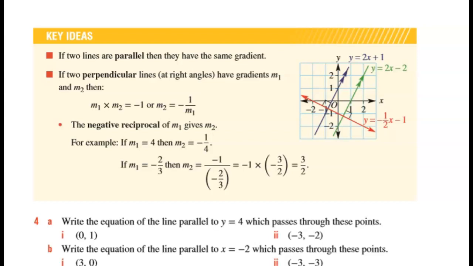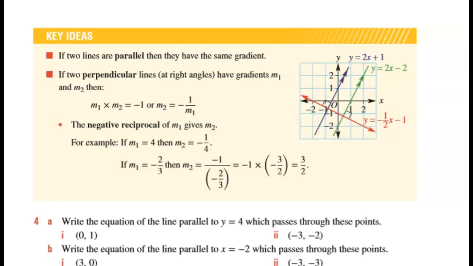Now, first one is easy. If two lines are parallel, then they have the same gradient. So you can see on this diagram here, just on the right-hand side, the blue line and the green line both have the same gradient of 2. They go through a different y-intercept, but you can see that they're parallel and they've also got the same gradient.